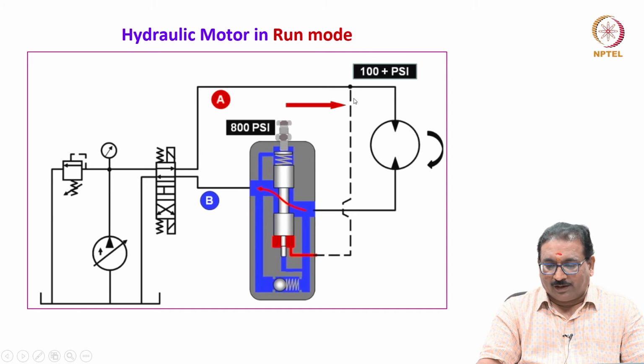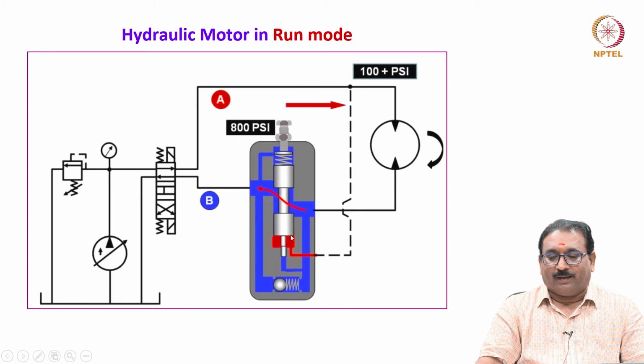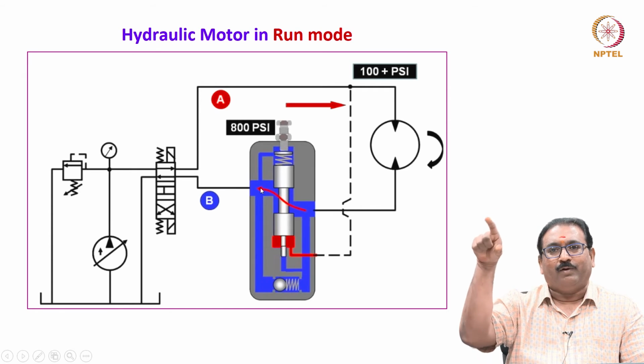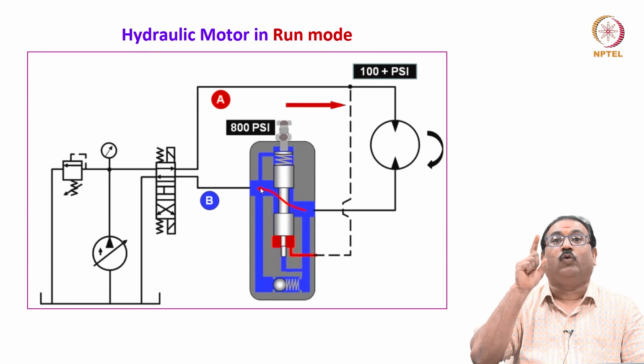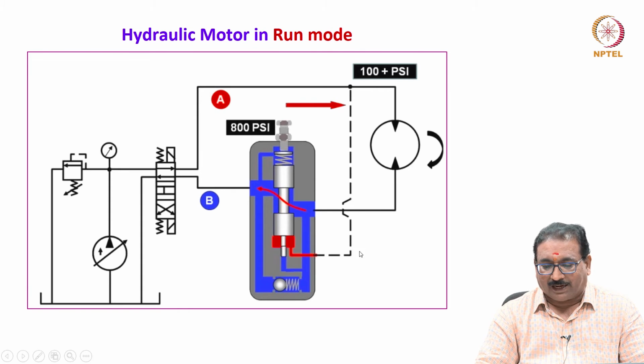For this, as I have told you, I am tapping the pressure here. You will see this is a pilot line, and it acts on the larger area. It is 100 bar, meaning a 1 is to 8 ratio, so 800 bar pressure is there, which is more than this, then it will always be opened. Running mode means flow will come, go, flow will come, go. But in between there is the brake valve. The brake valve should open. How? Using the pilot line. The pilot line is acting over the larger area.